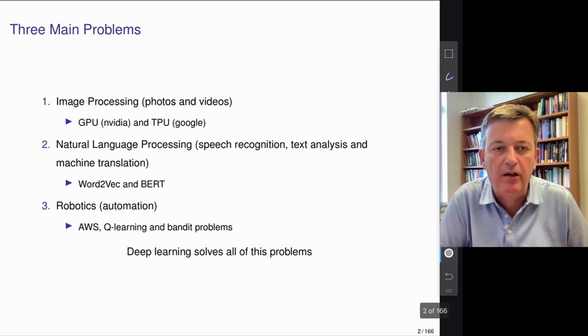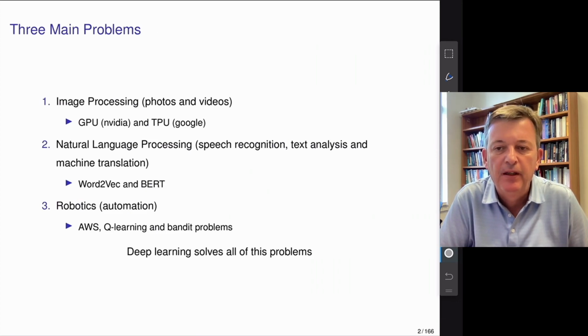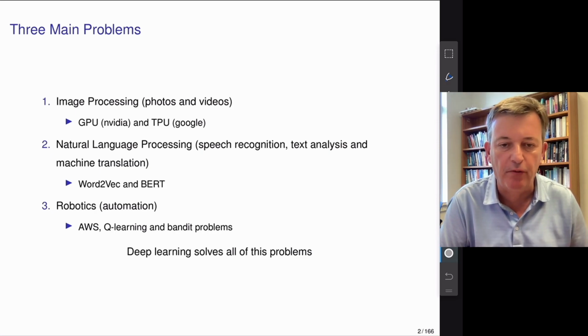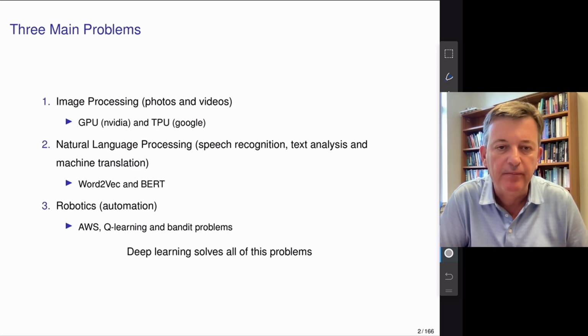So let me just quickly remind you of three of the main problems of artificial intelligence, and all of these problems get solved by deep learning. Number one would be the set of techniques to solve image processing problems. And of course, with the advent of the internet and social media, labeling photos and videos, searching photos and videos, such things is very important.